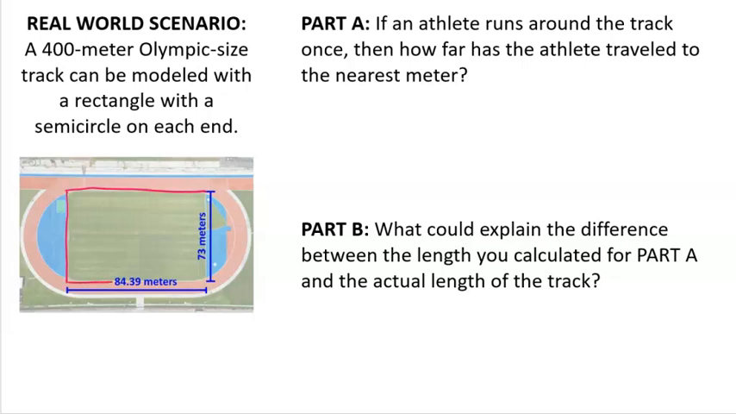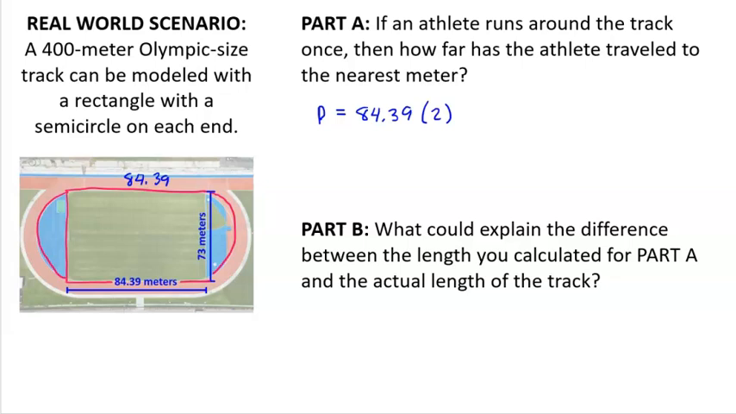And so if we want to, we can kind of clean this up. Okay, and we've got 2 semicircles here on the outside. And of course, I'm not tracing super perfect, okay? And so it says if an athlete runs around the track once, then how far has the athlete traveled to the nearest meter? Well, I know that this top piece is also going to be 84.39. And so for the perimeter, it's going to be 84.39, and we can put it as plus 84.39, or we can just multiply it by 2, because that's the top and the bottom of our shape.